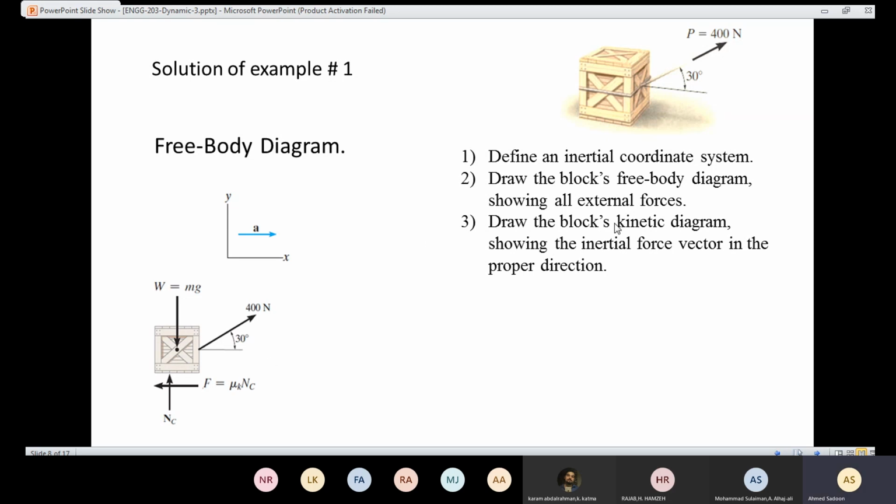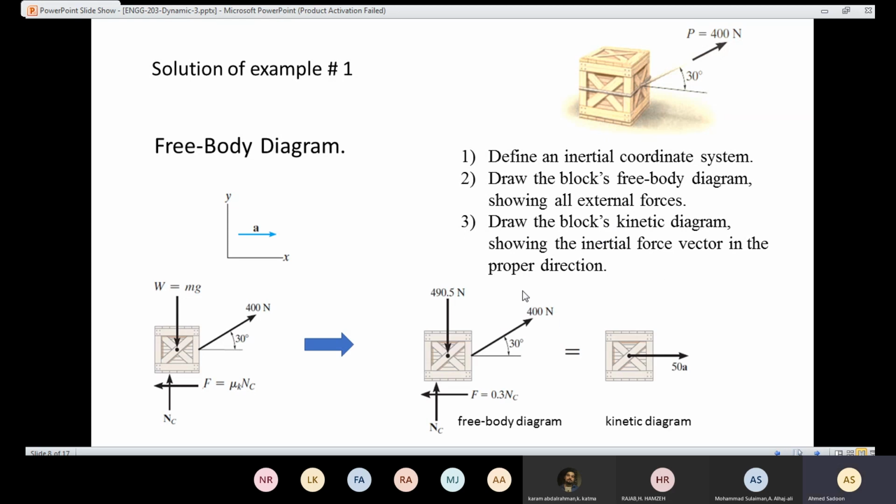Then I need to draw the block's kinetic diagram. So here we have the value of mass and the value of gravity. Then I know the weight of the box. Here the mu k is 0.3. I don't know the value of NC, so also I don't know the value of NC here. And here we have the kinetic diagram.